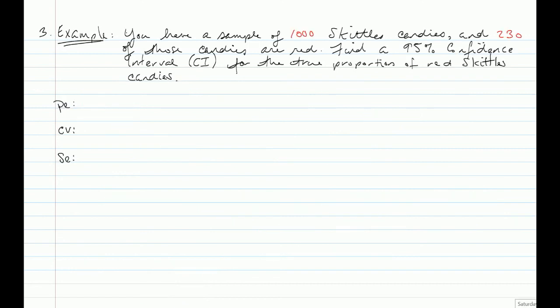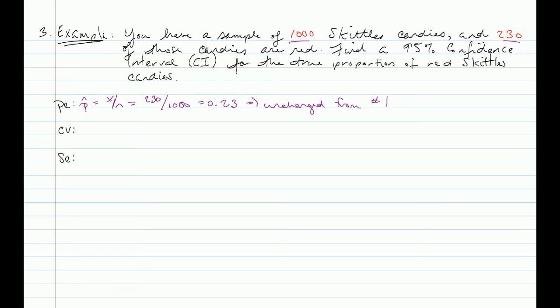So let's consider this next example. Say you have a sample now of 1,000 Skittles candies and 230 of them are red. Now we're back to a 95% confidence interval for that true proportion of red Skittles candies. So our PE is still going to be p hat equals x over n, the number of successes over the total number of observations, but now x is 230 and n is 1,000. But it gives us the same sample proportion. Our proportion is still 0.23. So this is unchanged from problem 1.